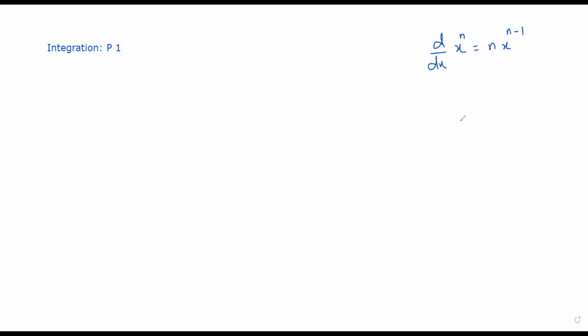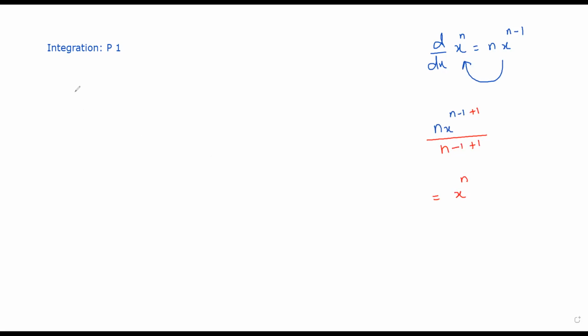Now you see that if you have to get back this x raised to power n, so it means if this is n x raised to power n minus 1, then you need to add a plus 1 here. You need to add a plus 1 here, and you need to divide this with n so that you get that x raised to power n back. Can you see that? So if I just write this n minus 1 plus 1 over here, so that would help me to tell you what is the first technique for the integration.